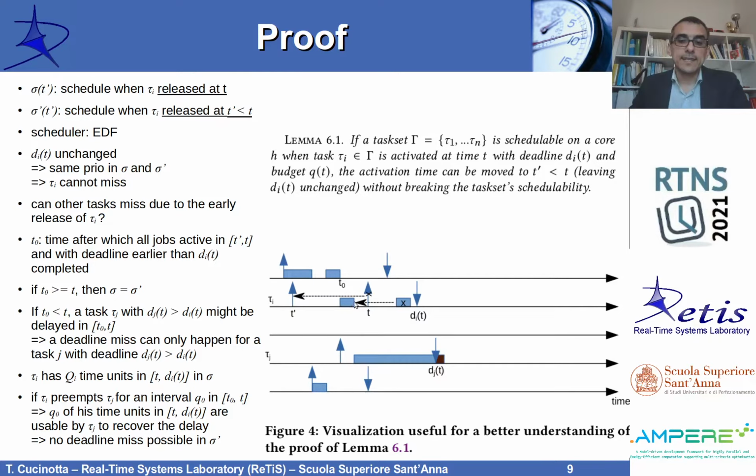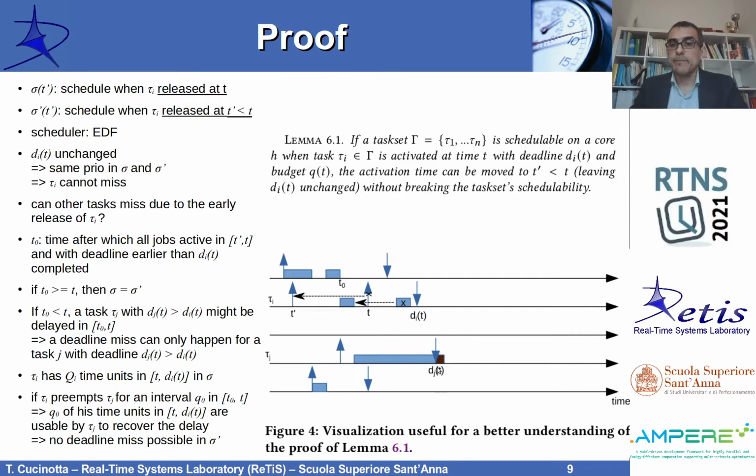In this case, the anticipation of the schedule of tau I would have left a hole in the schedule, a corresponding time window of the same duration q0, in which tau I certainly will not run, and this time window occurs before the original tau I deadline d_i(t). So in this time window of duration q0, we would be able to let tau j recover the delay, and this happens all before d_i, which is also before tau j's own deadline.